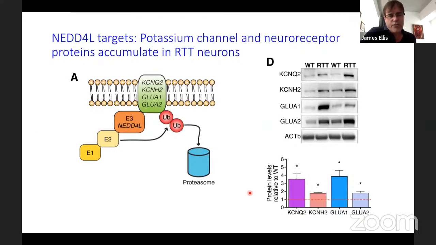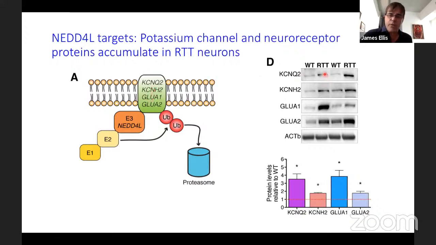What could those E3 ubiquitin ligases be doing? The E3 ones are the ones that recognize the target proteins and transfer ubiquitin onto them. Some of the known E3 targets that have already been reported are these potassium channels and neuroreceptor channels here. Normally they get ubiquitinated and degraded in the proteasome. If NEDD4L is less abundant, you'd see less ubiquitination, less degradation, and you'd actually expect these proteins, which are functionally really relevant to synaptic connectivity, to go up on the cell surface.